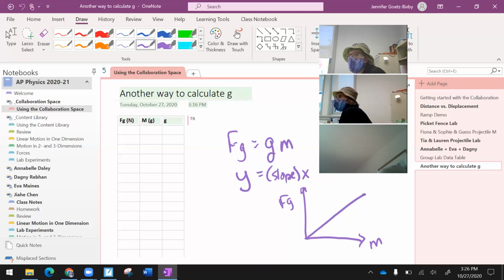Well, I'd like you to do it with all the data. So that's what you need to do before you come to class tomorrow: add your data into the collaboration space. And then the first thing we'll do in class tomorrow is we'll plot it and see what we come up with. And then we'll do the Newton's second law exploration.